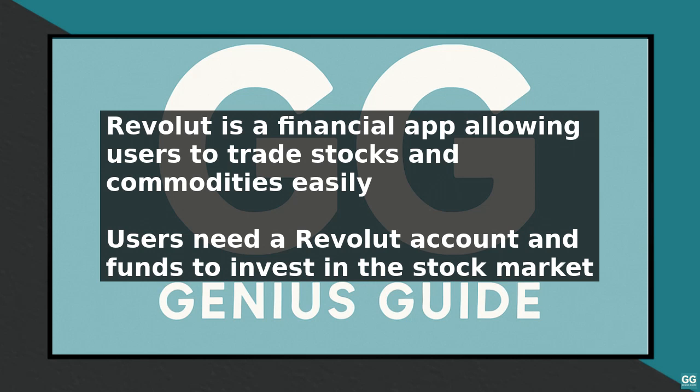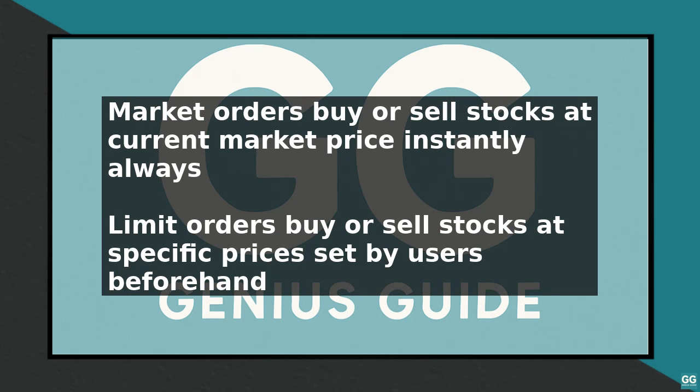A market order is an order to buy or sell a stock at the current market price. A limit order is an order to buy or sell a stock at a specific price. And a stop-loss order is an order to sell a stock when it falls below a certain price. To place an order, select the stock you want to trade, choose the type of order, and enter the amount you want to invest. You can also set a stop loss and take profit level to limit your potential losses and lock in your profits.